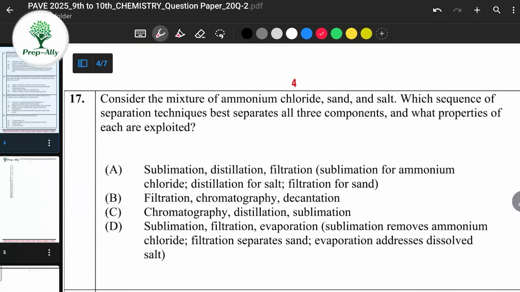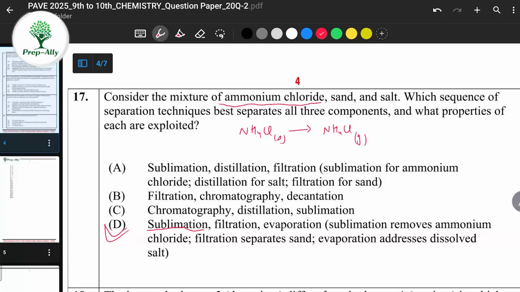Now, question number 17. Consider the mixture of ammonium chloride, sand, and salt. Which sequence of separation techniques best separates all three components, and what properties of each are exploited? So, according to this, the best option is actually D. First of all, you can see sublimation. By sublimation, we can remove this ammonium chloride. Ammonium chloride, written as NH4Cl, is usually in solid form. Sublimation means it can directly convert into gaseous form. So NH4Cl will not form any liquid state. Directly this solid you can convert into gaseous form. So this is how you can remove this ammonium chloride.